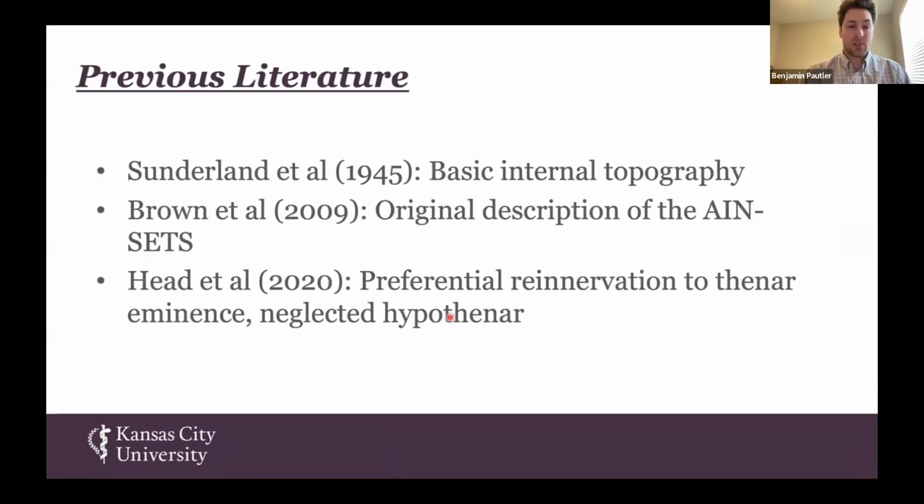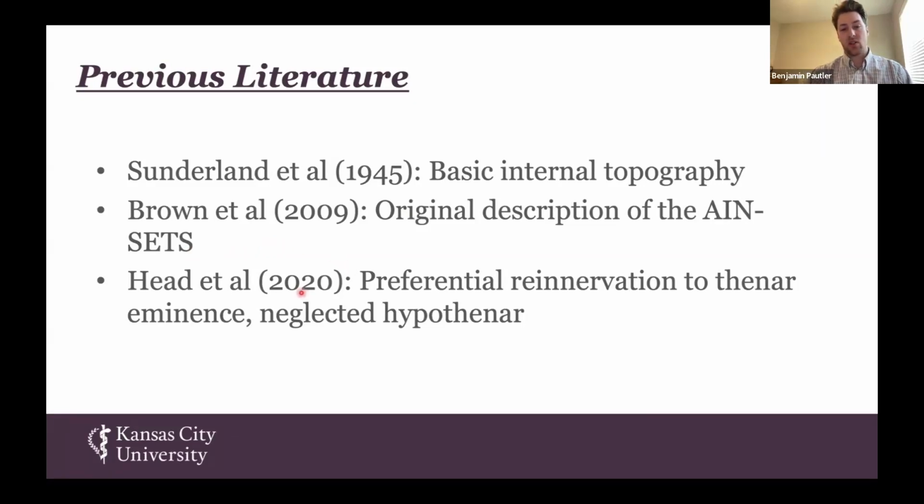There is a decent amount of previous literature on the ulnar nerve and on this procedure. Sunderland, back in 1945, originally mapped out some of the basic internal topography, but was limited to some of the larger fascicles. He didn't quite get into some of the smaller fascicles that we did. And then in 2009, Brown et al. originally described the anterior interosseous nerve supercharged end-to-side transfer.